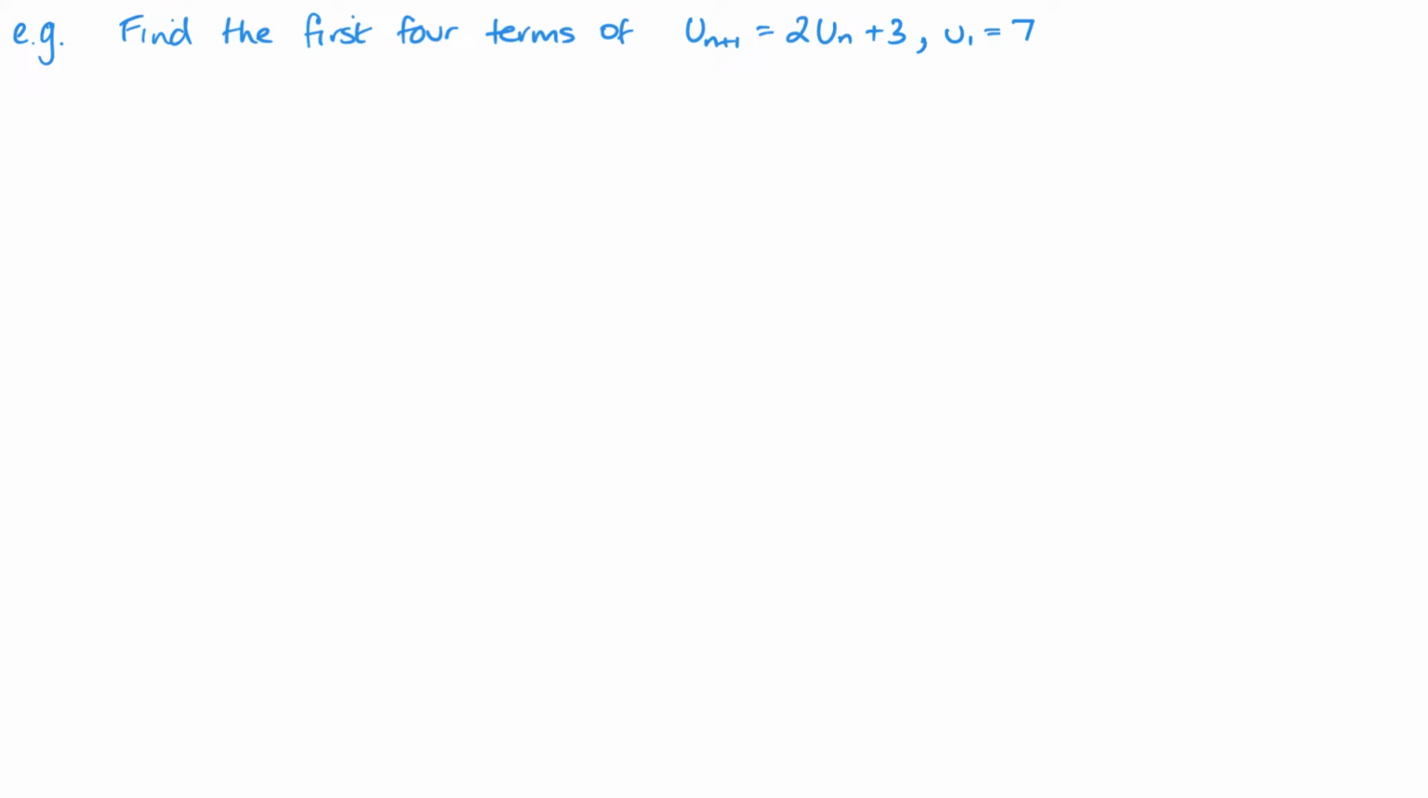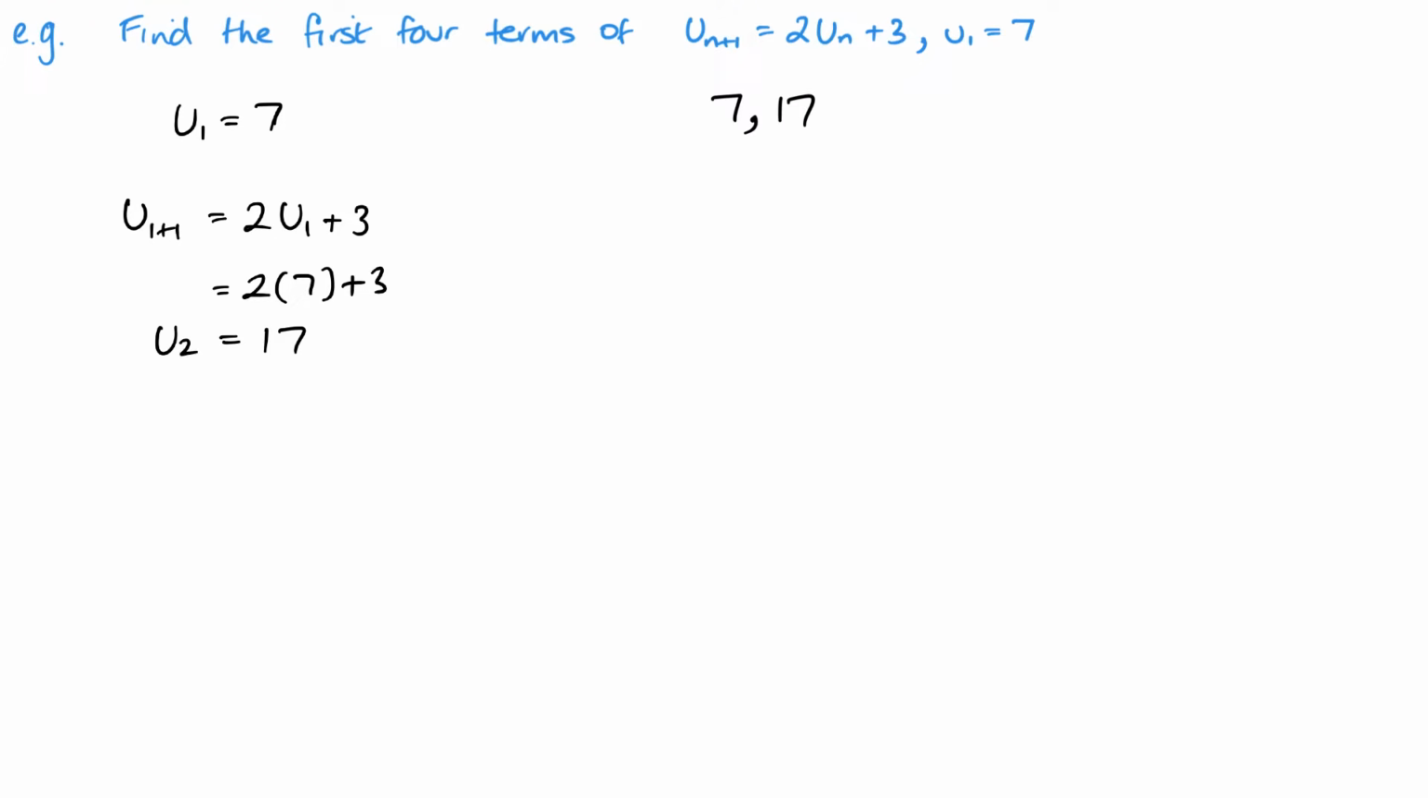Nice straightforward first example. Find the first 4 terms. So obviously we've already got the first term there. So I'm just going to pop this over here already. Now, finding my next term. Substitute in where n equals 1. So we have 2 lots of u 1 plus 3. So it's 2 lots of 7 plus 3. 2 7s are 14 plus 3 is 17. So that's obviously u 2 there.